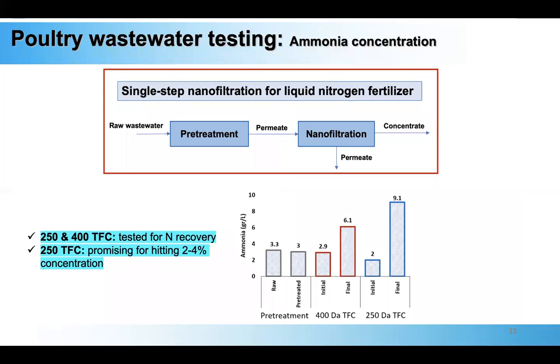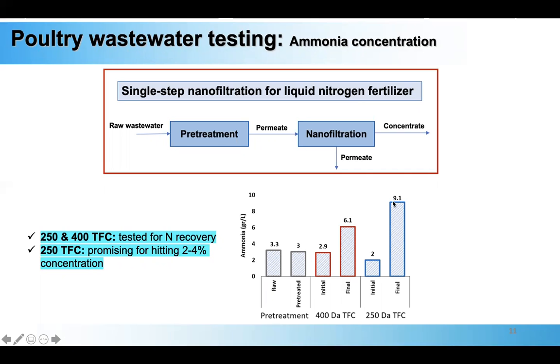So the next step was to test the real wastewater with our membranes. The target here was ammonia concentration. We wanted to have a very highly concentrated liquid nitrogen stream at the end. So we chose a single step nanofiltration just to concentrate nitrogen. We pre-treated the wastewater prior to sending it to the nanofiltration system to take out all the suspended solids. We chose the 250 Dalton and 400 Dalton TFC membranes to test for nitrogen recovery.